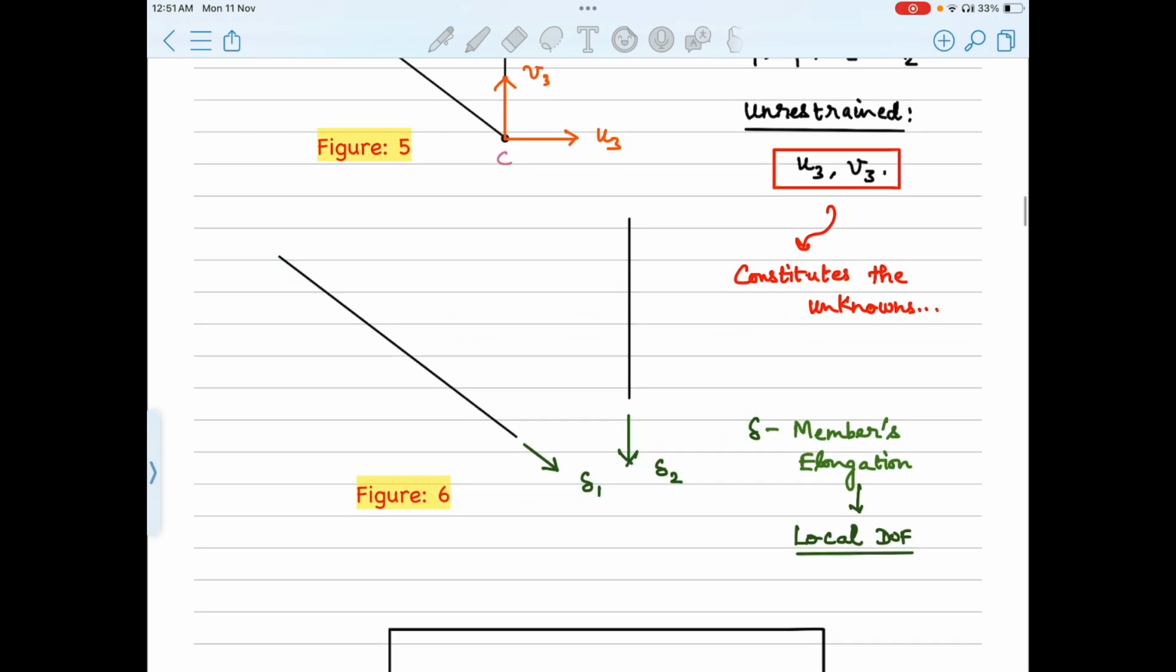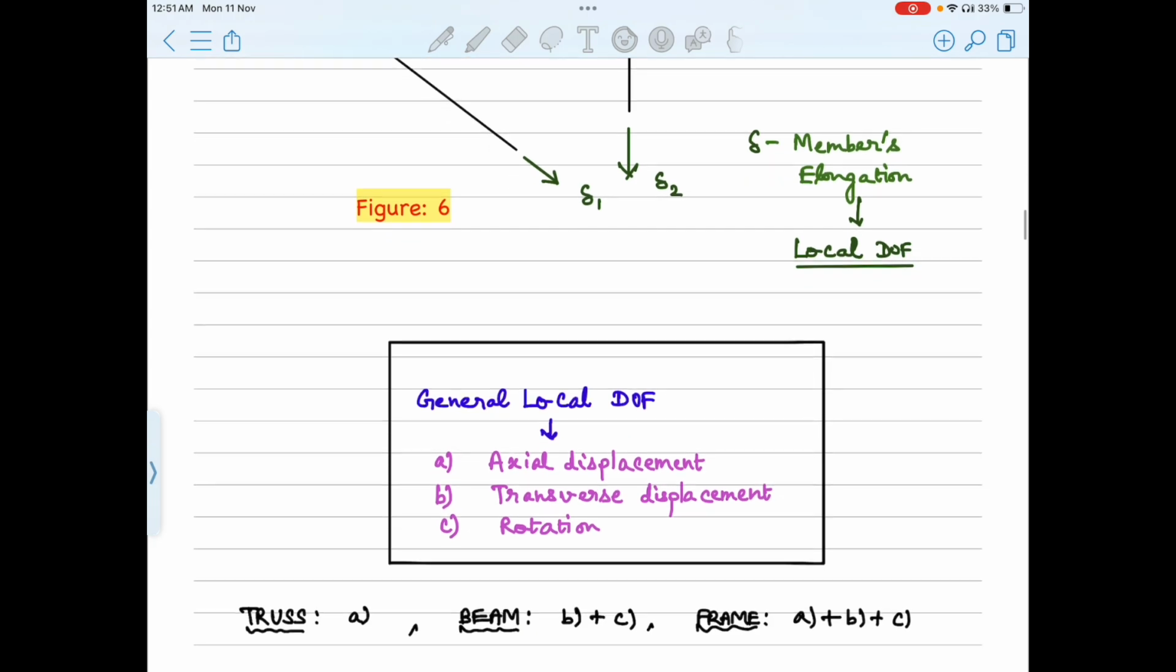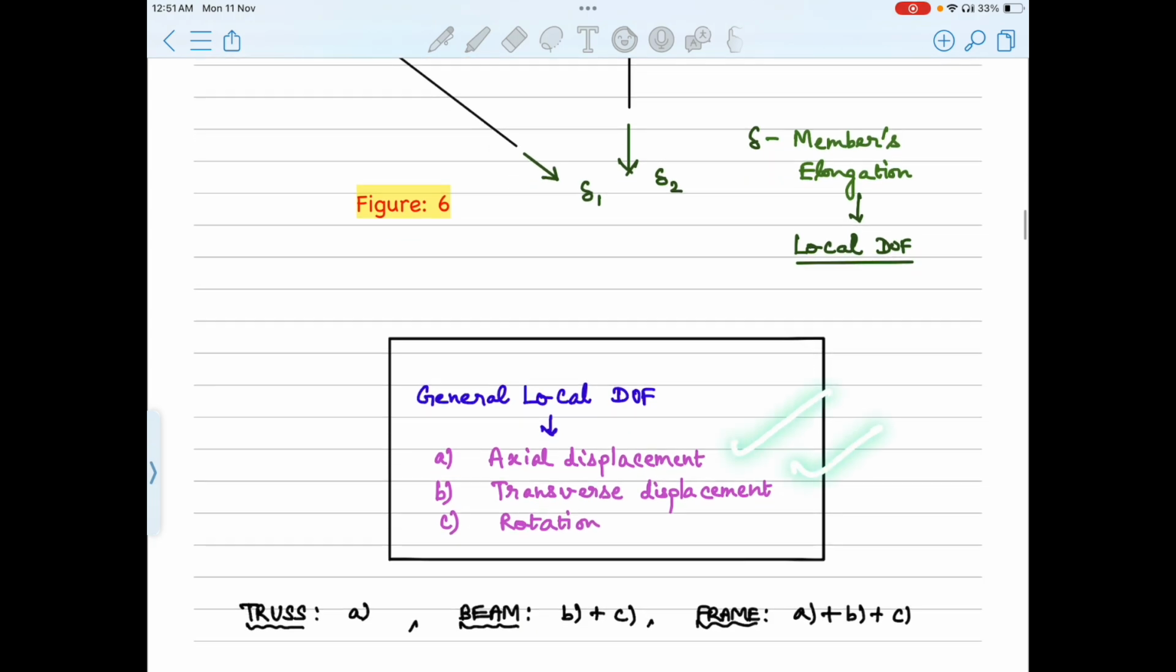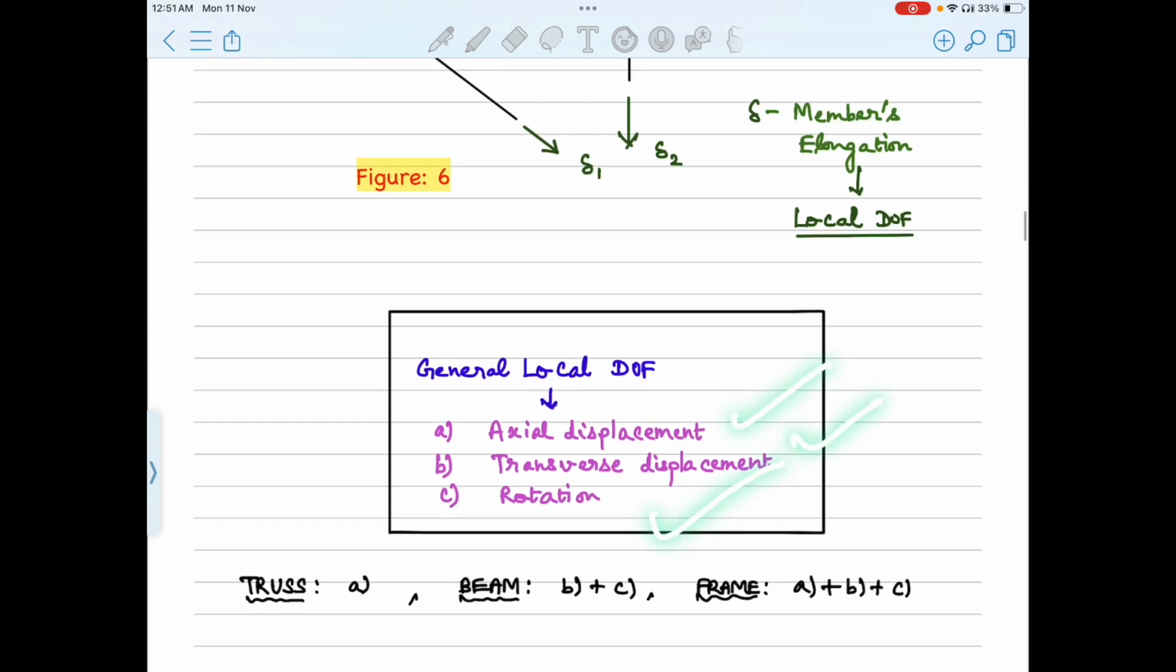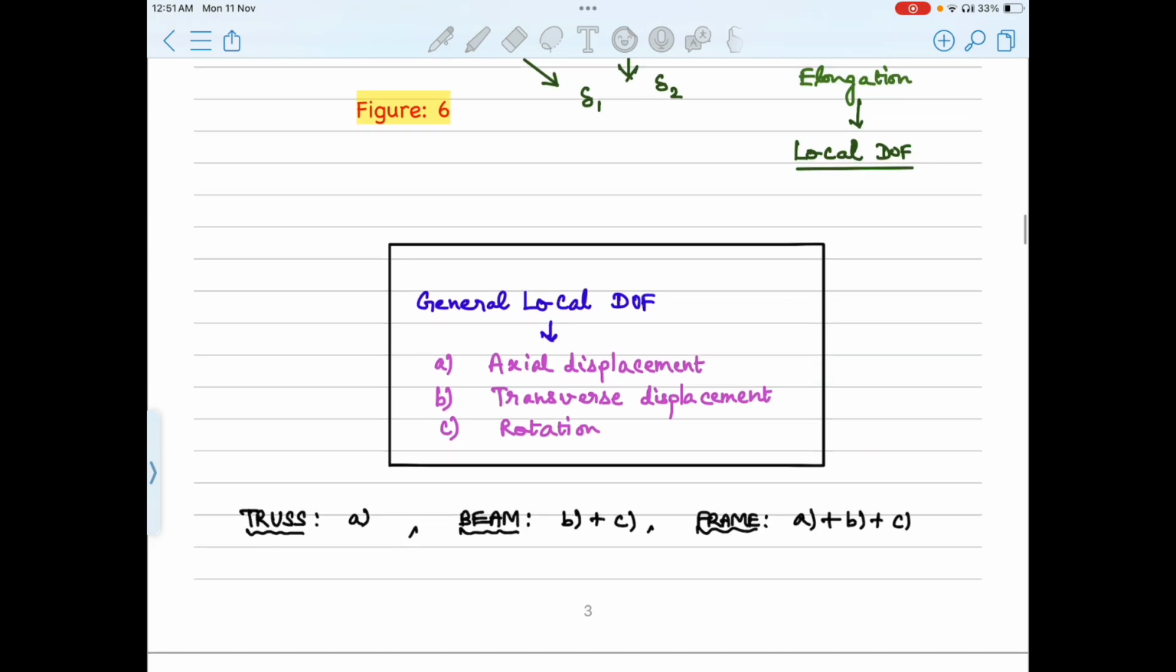In general, the local degrees of freedom for a line element are axial displacement, transverse displacement, and rotation. In a beam, transverse displacement and rotation exist, and in a frame element, all three are present. I mean to say in a truss, only axial displacement is possible, in a beam, transverse displacement and rotation are possible, and in a frame, all three are possible.